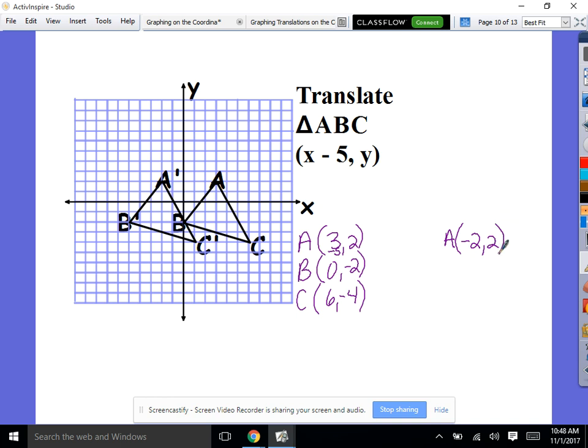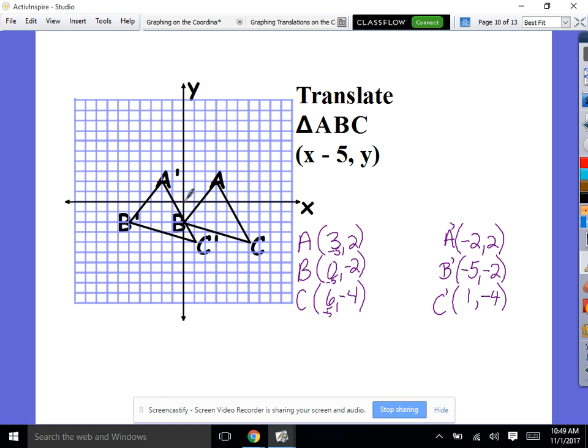We'll check these as soon as we find the coordinates for all of them, just to make sure that's where they are on the graph. So for B prime, 0 minus 5 is negative 5, and the y does not change, so that's negative 2. And C prime would be 6 minus 5, which is 1, and the y value does not change, so negative 4. Now let's count it out.